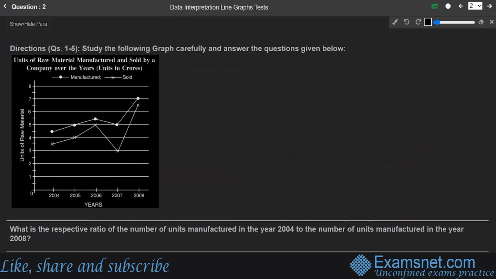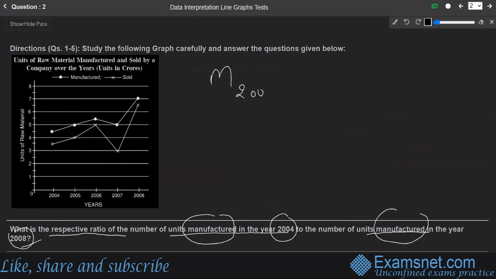Now, for the same line graph, we are supposed to answer a different question. The question is, what is the respective ratio of the number of units manufactured in the year 2004 to the number of units manufactured in the year 2008? So clearly we have to find the ratio of manufactured in 2004 to manufactured in 2008. So let us see manufactured in 2004. What is the value? Let us read from the graph. In the 2004 line, manufactured is represented by the filled circle. So the 2004 manufactured value is nothing but 4.5.